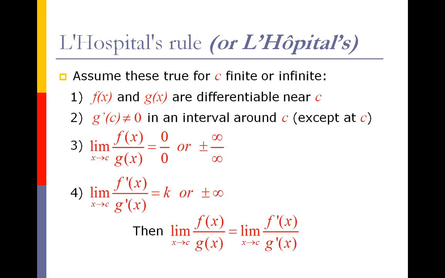But in order for that to be true, first of all, we have to check that the limit of the derivatives, this thing over here, the number 4, is actually true. Because if that is not true, then we can come up with all kinds of silly conclusions.